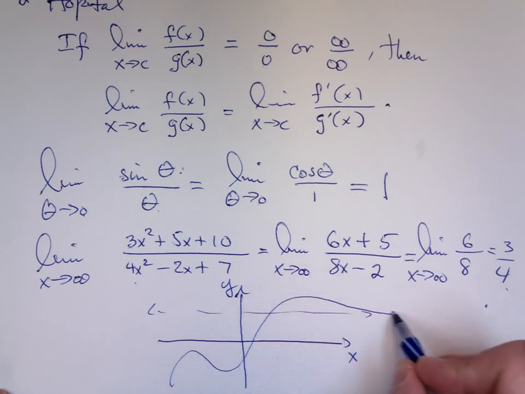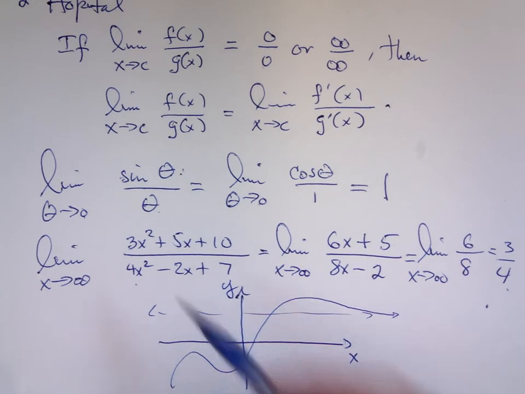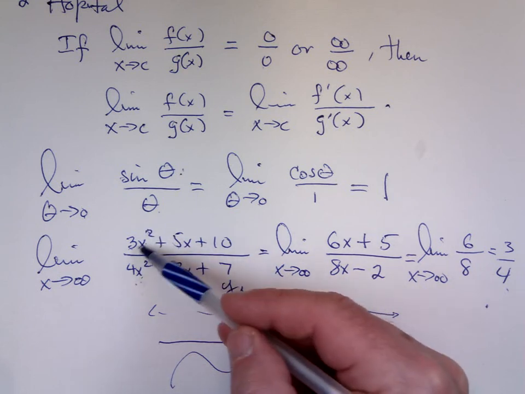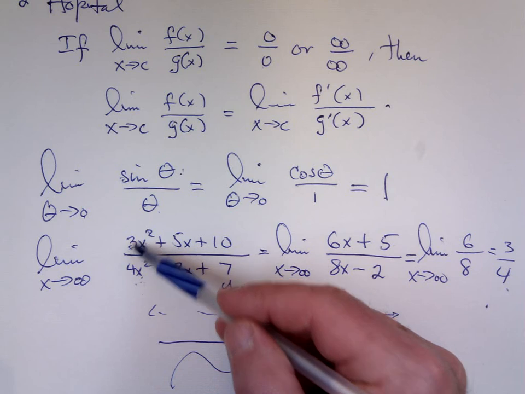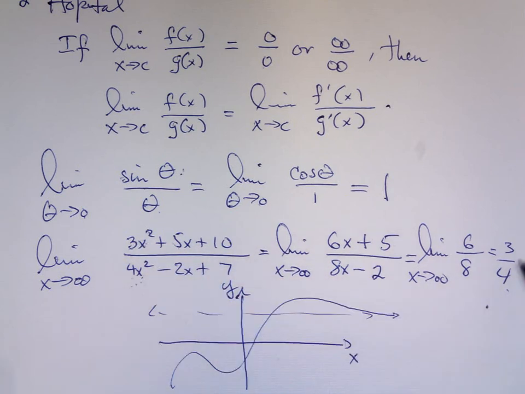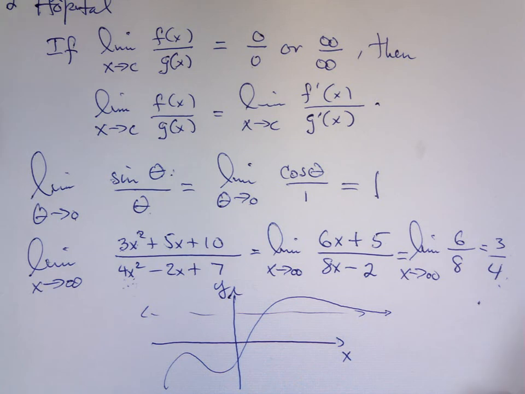Now, one other thing I should point out here. When these two degrees are the same, you should have learned in Calc 1 that the limit is the ratio of their leading coefficients, 3/4, which is what we got here. Oh, that's right. Well, there's one other application I've got to show you of L'Hopital's. One more thing we got to do.